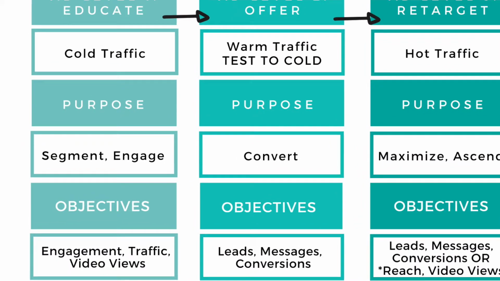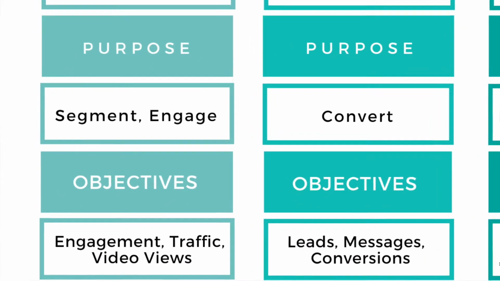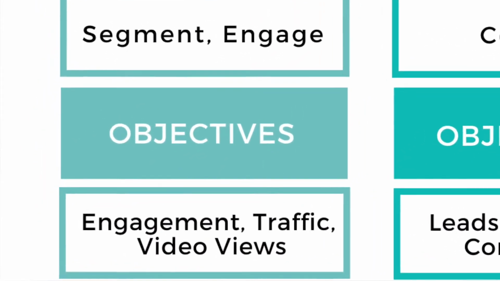For example, at level 1, we choose things like video views, engagement, or potentially something like brand awareness. We don't use that one very much. I would say overall it's going to be video views or engagement. And then if you are using blog content, you may do traffic for your level 1 campaigns.